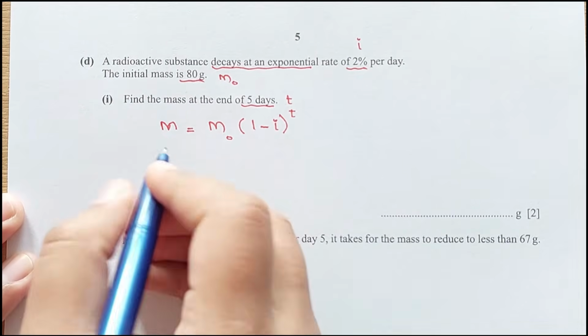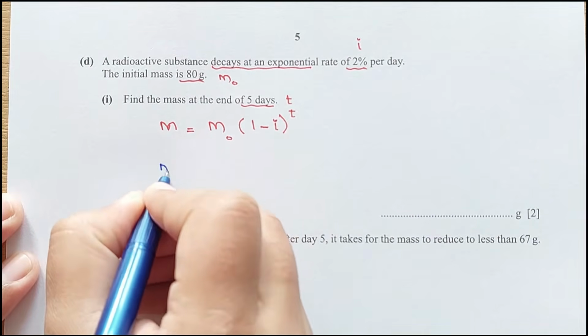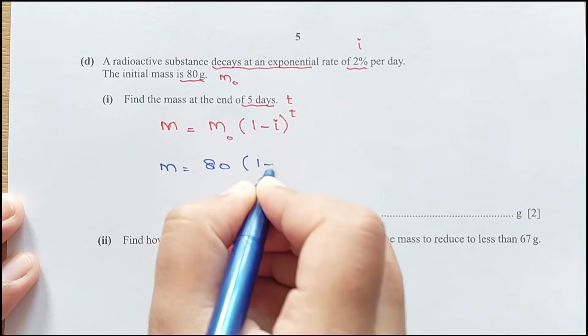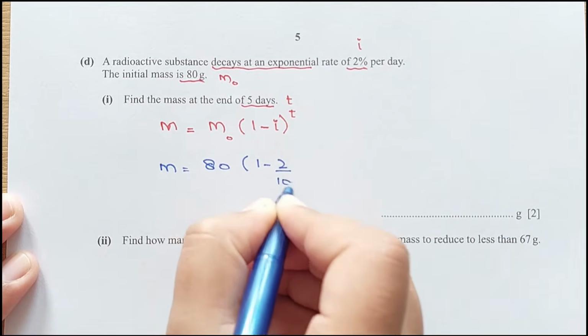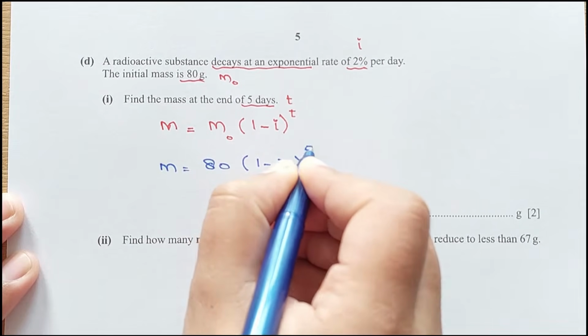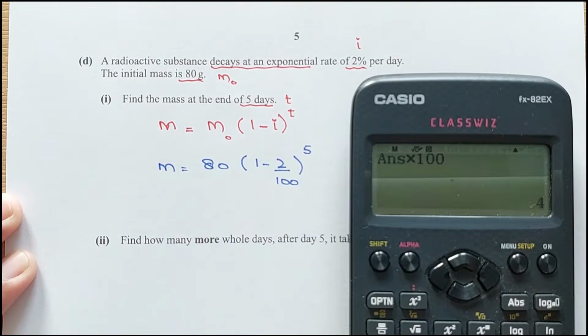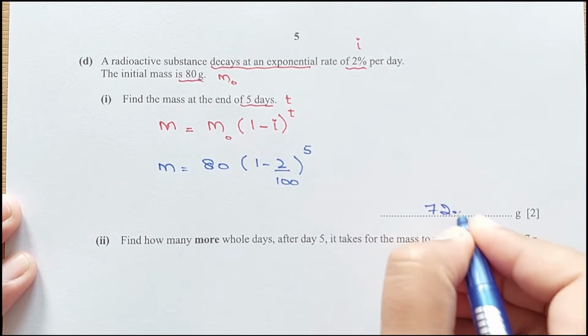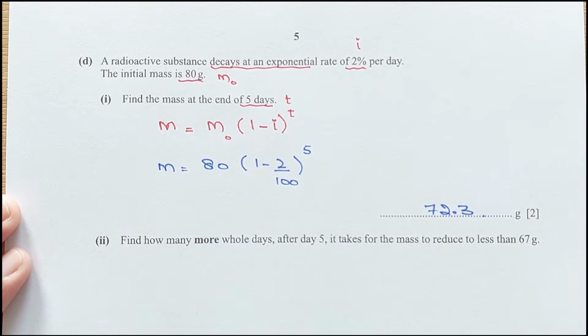So substituting the values, m we have to find. Initial mass we have been given is 80 grams. 1 minus 2%, 2 by 100, and the whole exponent time is 5 days. Just simplify. 1 subtract 2 divided by 100, its exponent is 5, and times 80. 72.3 grams is the mass at the end of 5 days.